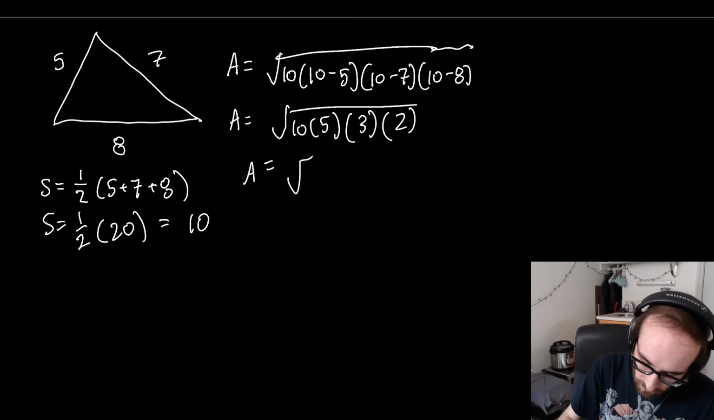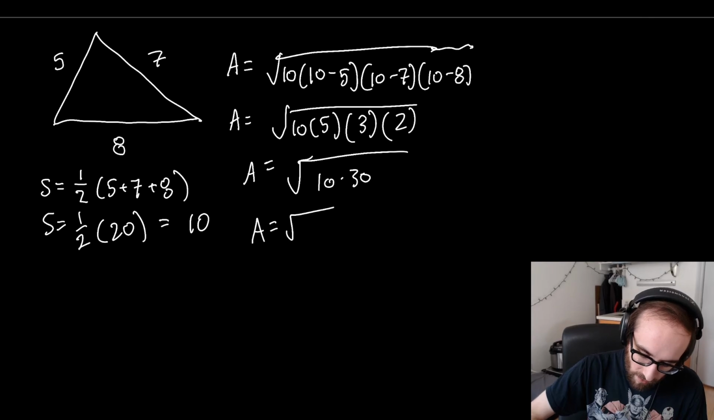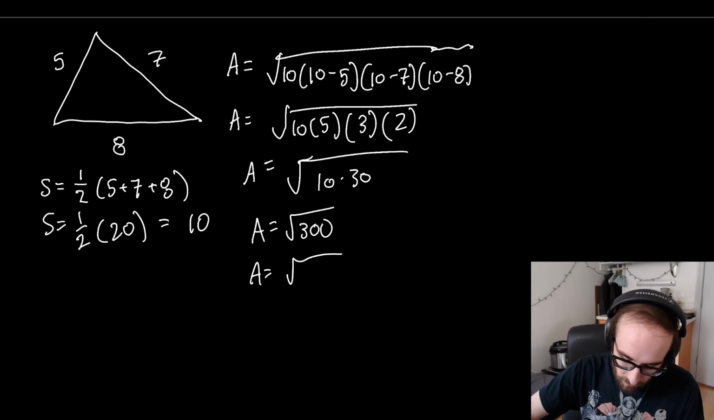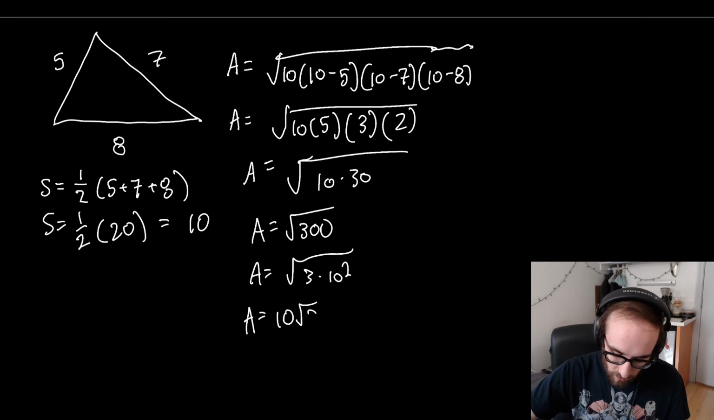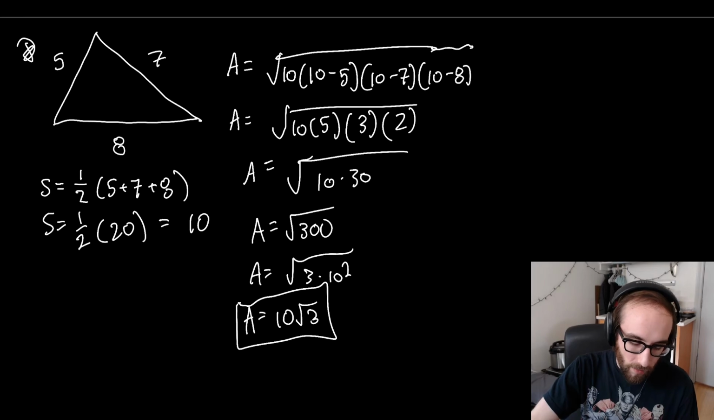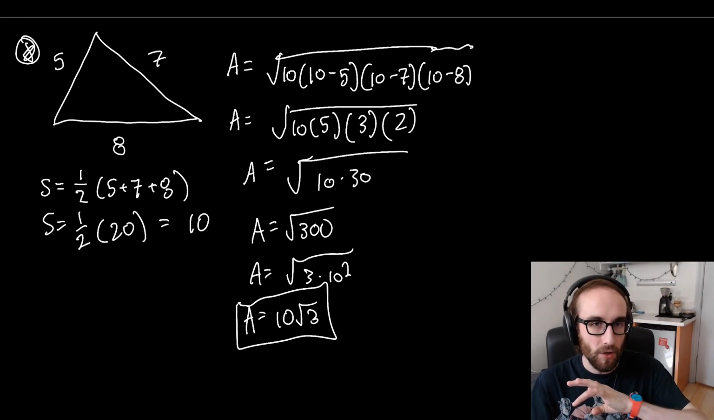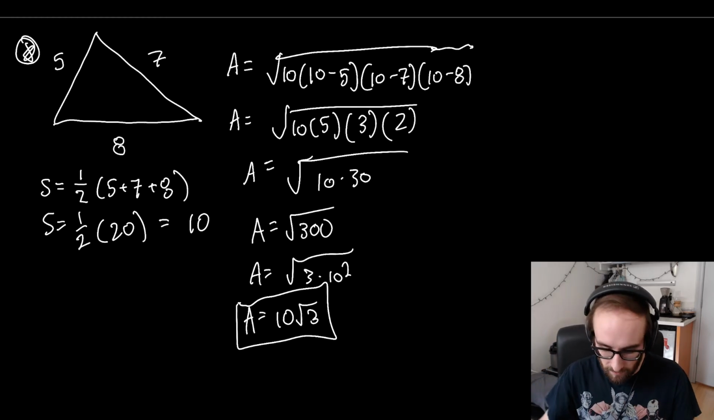So we end up with the square root of 10 times 30, which gives us the square root of 300. And then if we want to simplify this radical, it would be square root of 3 times 10 squared. So we get the area is equal to 10 root 3 units squared. So the area of this triangle up here, where we're just given 3 side lengths, we can find that quickly by plugging it into Heron's formula, finding S first really quickly, and then end up with our area down here.